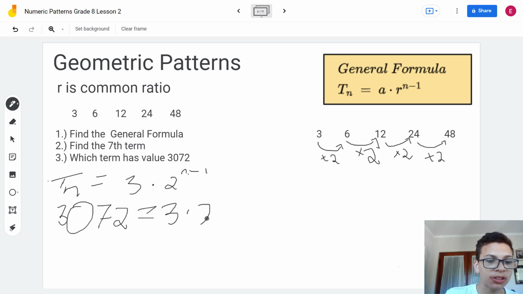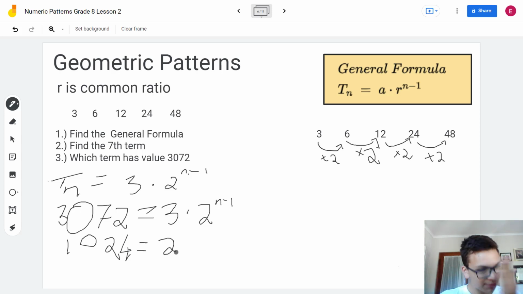So you divide by 3 both sides, you get 1024 equals 2 to the power n minus 1. Okay, now this might seem a bit hard, but what you're going to do is you're going to write 1024 in its prime factorization. So that means that 2 to the power of 10, which is its prime factorization, equals 2 to the power n minus 1.